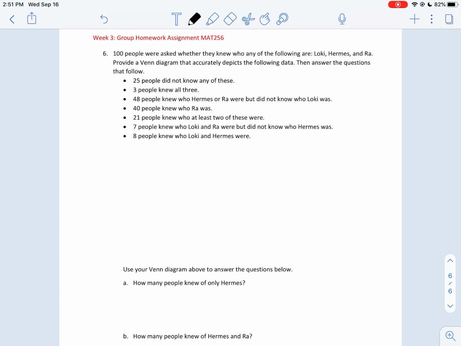And the last one, 100 people were asked whether they knew who any of the following are: Loki, Hermes, and Ra. Provide a Venn diagram that accurately depicts the following data. Then answer the questions that follow. So this is a similar exercise. We have Loki, Hermes, and Ra. Let's go with 3 circles.